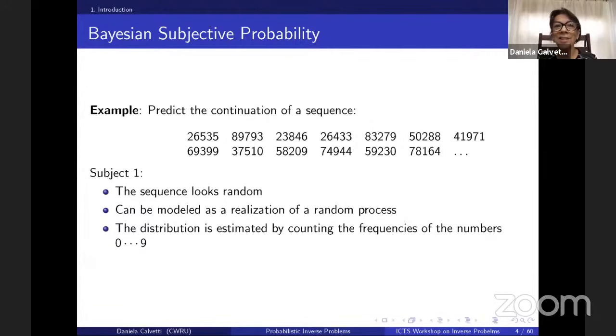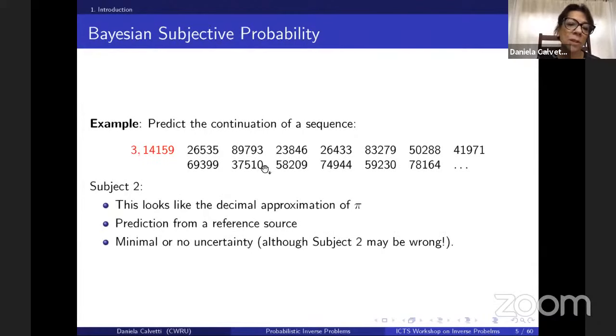And here we're not attaching any moral connotation to the way subjects approach the problem. It depends on their experience and where they're coming from. Then there is subject 2, who may well be in a math department, somebody with a very sharp memory. The subject looks at the numbers and remembers that this is really the continuation of the sequence of the decimal digits of pi. And so there is no hesitation here.